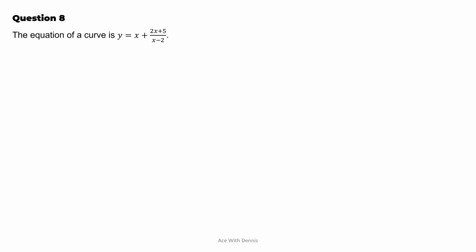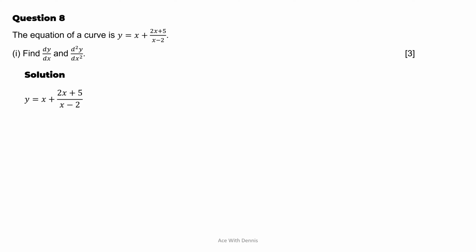Question 8. The equation of a curve is y equals x plus (2x plus 5) over (x minus 2). 1. Find dy over dx and d squared y over dx squared. 3 marks. This question is pretty straightforward. What we need to do is just differentiate this equation 2 times. Okay, so here's the solution.